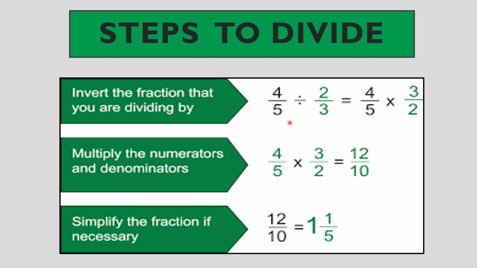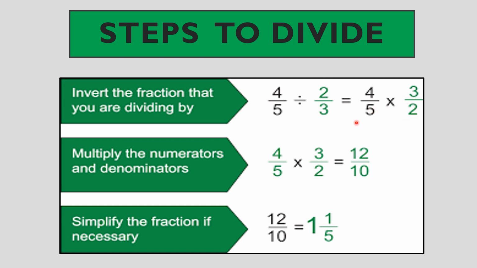Now what you have to do? Invert the fraction that you are dividing by. Invert means you have to just make it reciprocal and change this sign to multiplication. So we are changing this sign to multiplication and you have to invert the divisor. You have to change the divisor into its reciprocal. That is 3 by 2.